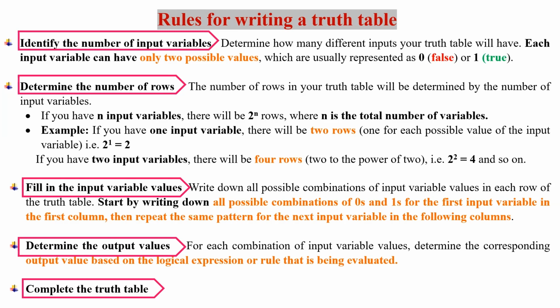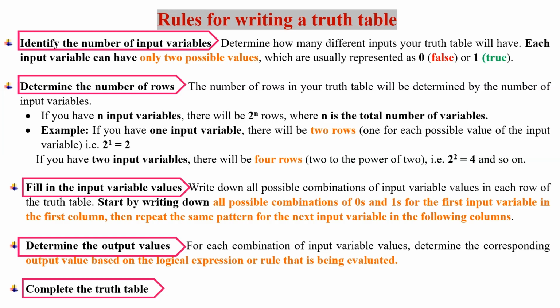Second rule. Determine the number of rows. The number of rows in your truth table will be determined by the number of input variables. If you have n input variables, there will be 2 power n rows, where n is the total number of variables. For example, if you have 1 input variable, there will be 2 rows, 1 for each possible value of the input variable, that is, 2 power 1 is equal to 2. If you have two input variables, there will be 4 rows, that is, 2 power 2 is equal to 4, and so on.